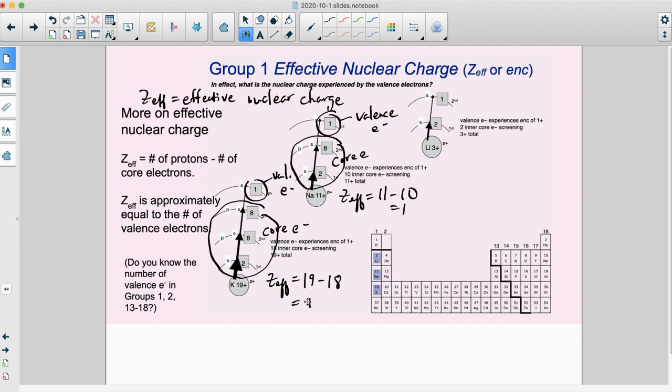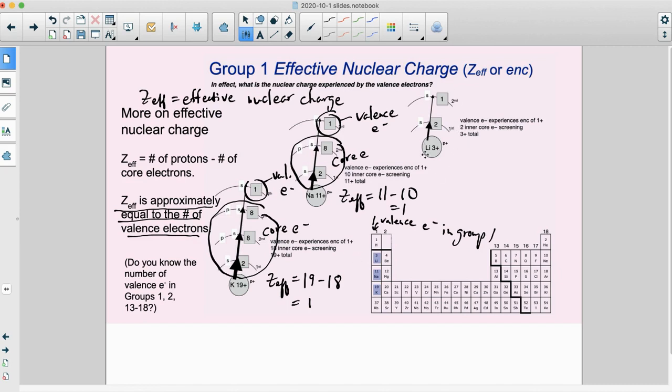Could it be a coincidence that Z effective is the same for sodium and potassium? Well, if we look here, they're in the same group. Remember, in group 1, we have 1 valence electron, and so that core is always going to shield the nucleus, and then we'll have 1 valence electron. So we can see that Z effective is approximately equal to the number of valence electrons in that group.